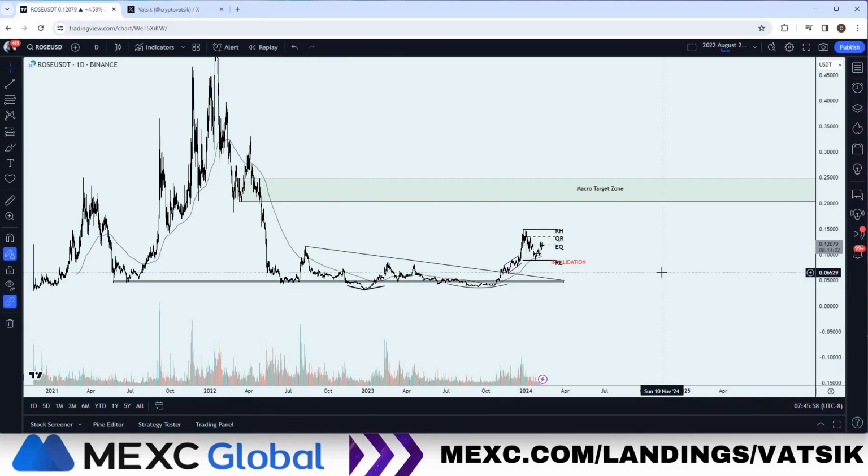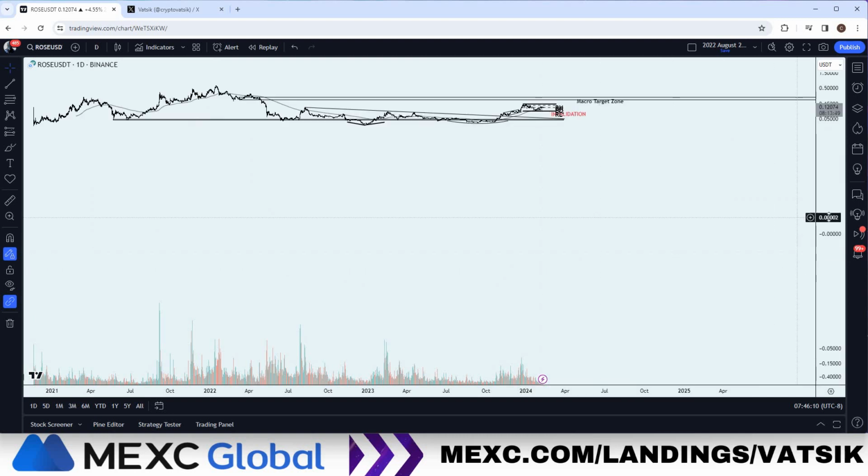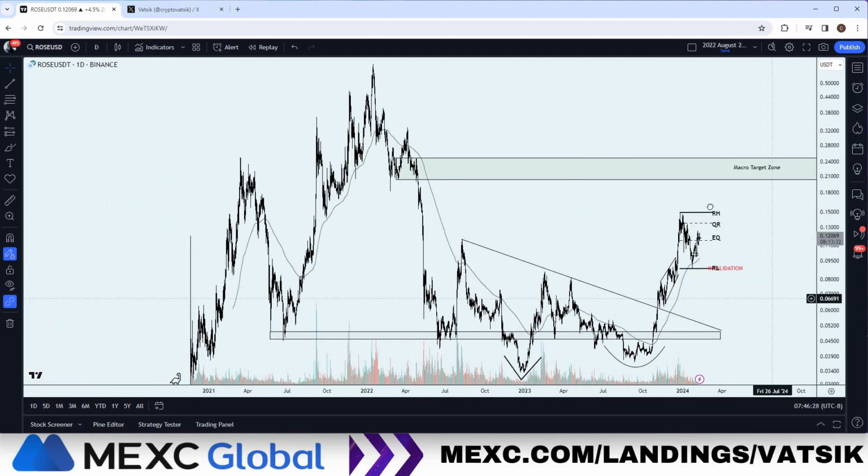Okay, today I'm going to be covering ROSE, and we're currently on the daily time frame. But first off, I'm going to switch over to the logarithmic chart. Okay, so first things first, how did we get to where we are?